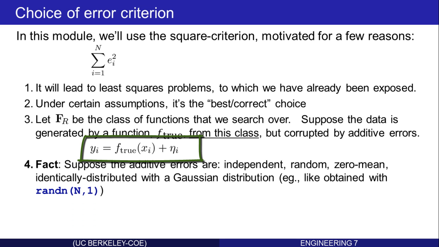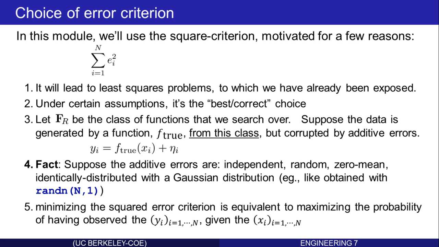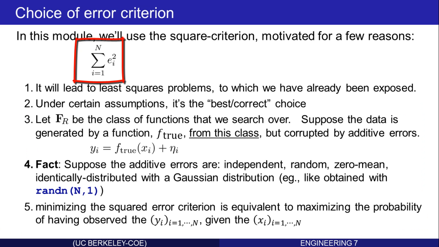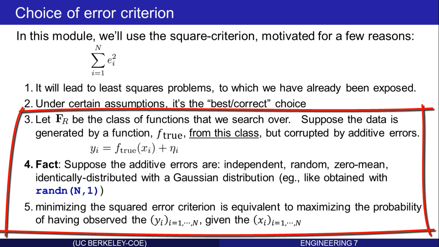Under this scenario that this is exactly how the data has been produced from a function that is in your function class, but with independent, additive, zero mean, Gaussian distributed errors, then minimizing the squared error criterion is equivalent to maximizing the probability of having observed the yi's given the xi's. The summary here is that under certain probabilistic assumptions having to do with Gaussian distributions, which we'll learn about later, on additive errors, this is the appropriate error criterion to use. That's not to say it's always the appropriate error criterion, because this situation isn't always true.